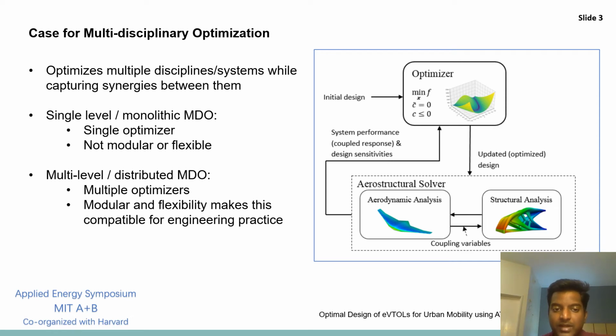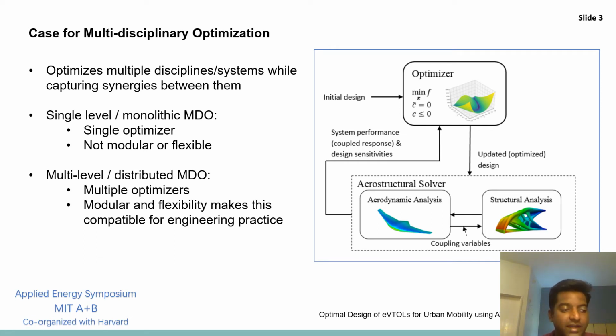So broadly, multidisciplinary optimization methods can be classified into two different kinds. The first kind is called monolithic MDO or single level MDO. The key feature here is that it uses only a single optimizer for the entire problem formulation. And because it uses a single optimizer, these kinds of methods are not as modular or flexible.